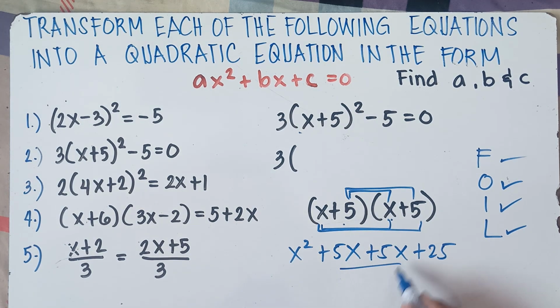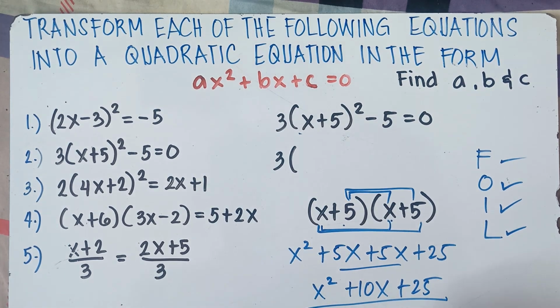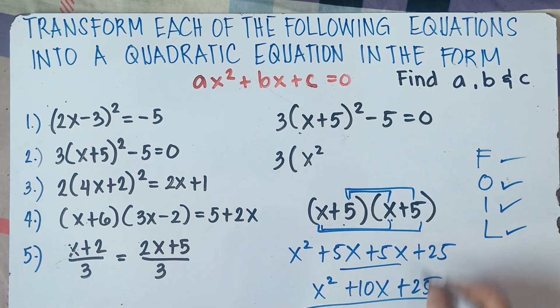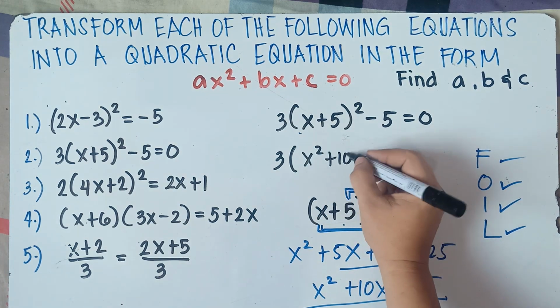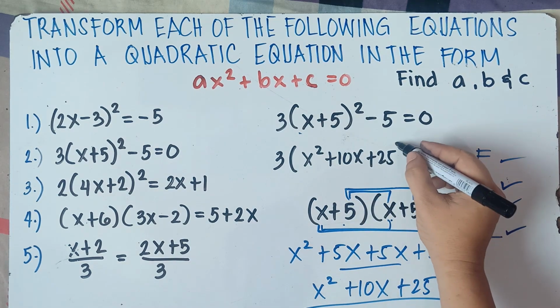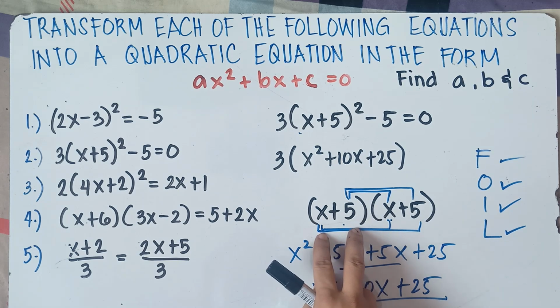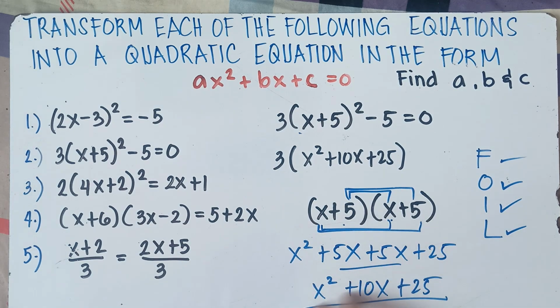And then we combine like terms. So copy x squared. 5x plus 5x, that's 10x. Then plus 25. Alright, so this will be the answer, class: x squared plus 10x plus 25. And then close parentheses. So once again, if we multiply x plus 5 times x plus 5, this will be the answer.